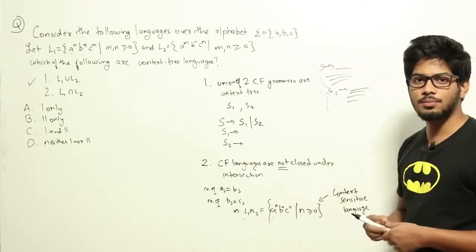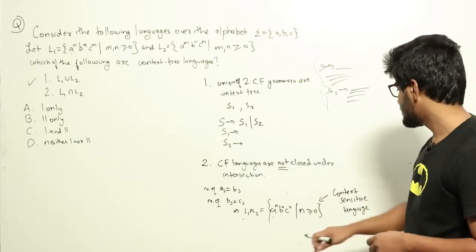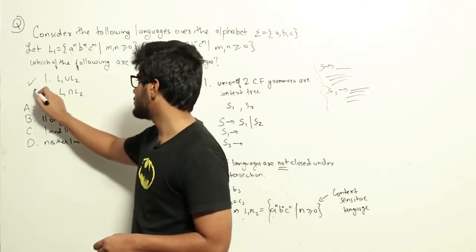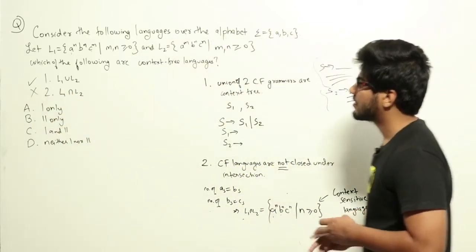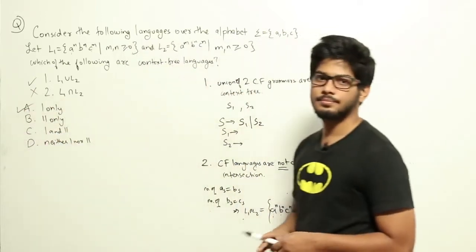You can see the proof if you refer to the video lectures for the context-sensitive languages section. So this is a context-sensitive language, it's not context-free. So L1 intersection L2 is not a context-free language. Meaning the right answer is option A, statement 1 only.